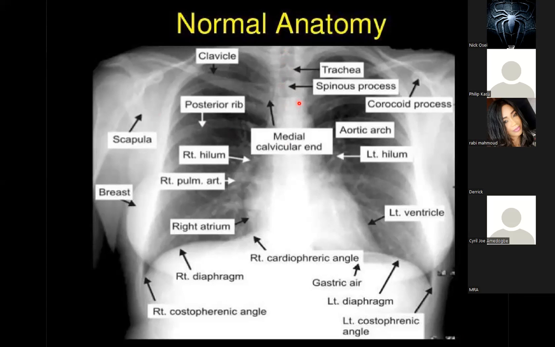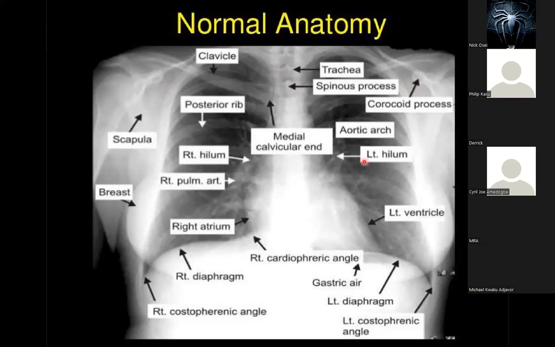So over here, the airspace up here is our trachea. The spinal processes are seen through it. This is our rib. The scapula is over here somewhere. The coracoid process is here. The hilum is here, the left ventricle. When you come down here, you realize that I have the diaphragm. This is the one on the right, and this is the one on the left. And you can see the gastric bubble here.